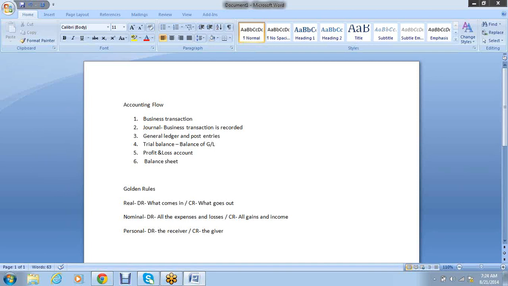Account is getting debited. Correct. And with the nominal account, it's the expenses and losses. It's all, again, the money is going out, so it's the expenses and the losses, of course.